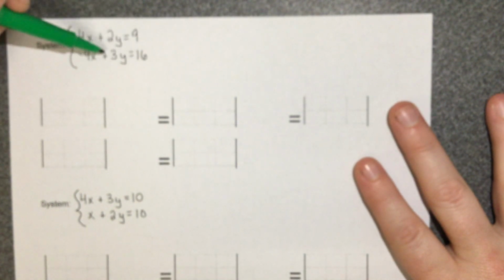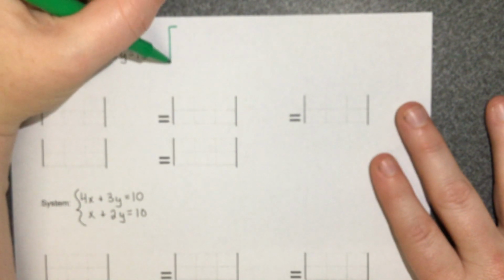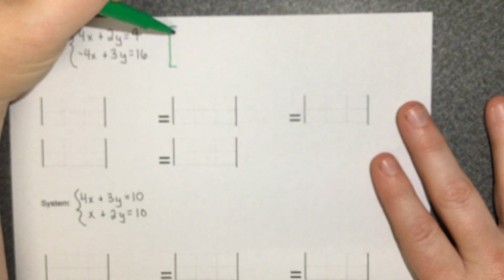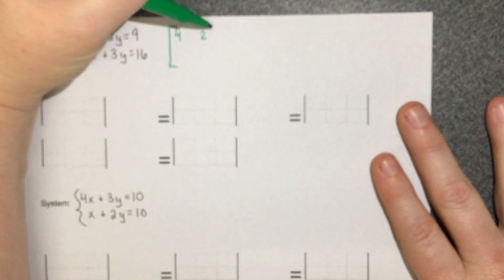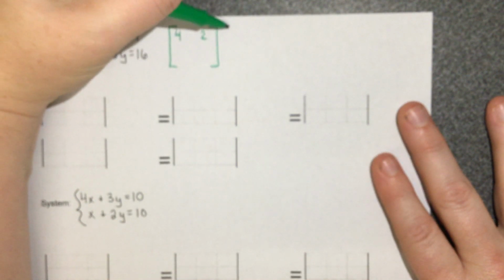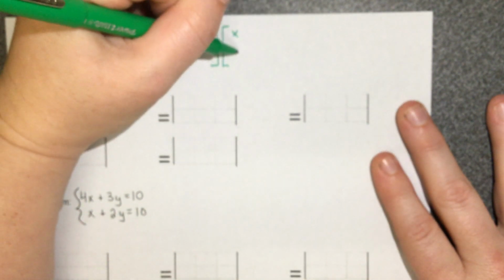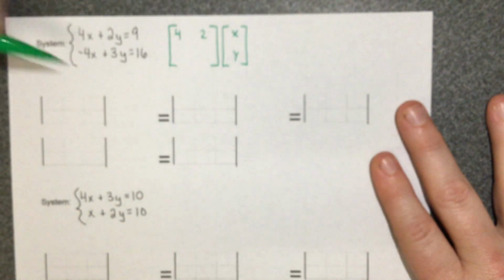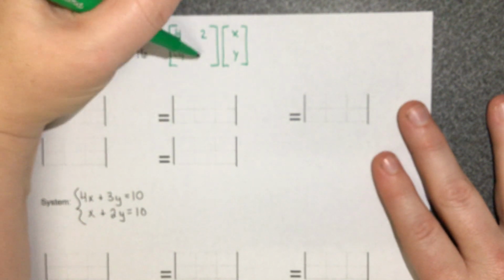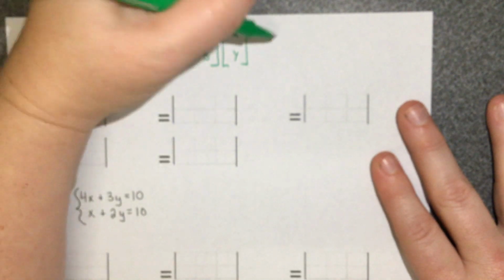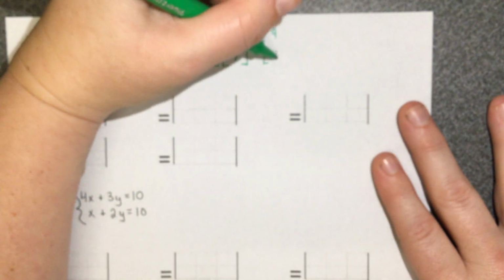Remember that when you are given a system, use the coefficients only. So I have 4x and I have 2y. So using x in the first column and y in the second column. Down in the second row I have negative 4x and I have 3y. And this equals 9 and 16 respectively.